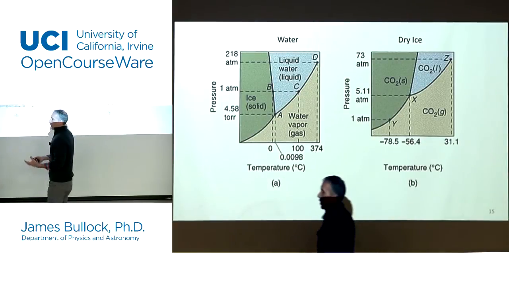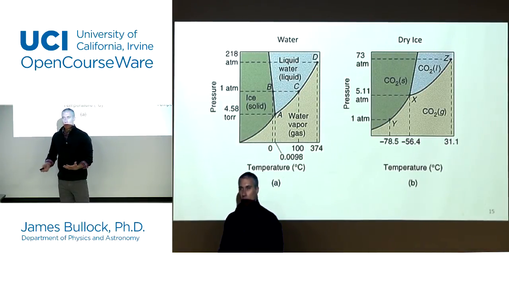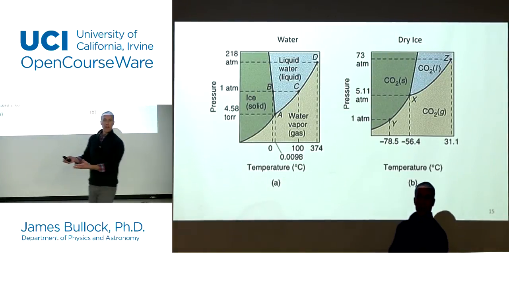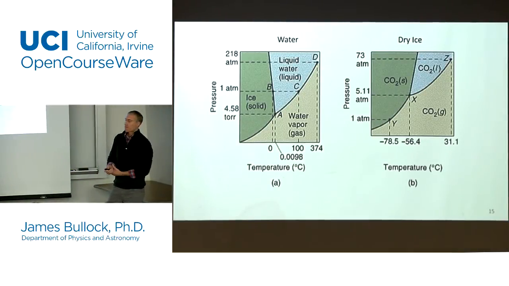So if you were to lower the atmospheric pressure enough, water would behave exactly the same way. You would either have solid ice or vapor, and you would never have a puddle of water. It would not be a stable situation.